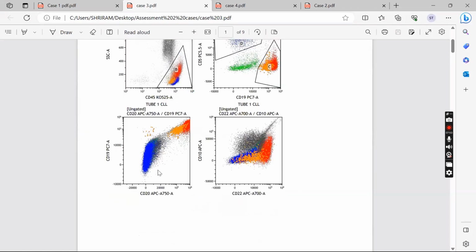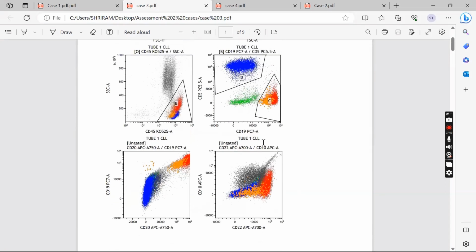And then when you check with kappa lambda, you find that the lambda population is increased compared to the kappa population. So I get the lambda population. And when I go back, I can find that the expression of this population is bright for CD20. The population in sandal color is normal B cells, and you find the lambda restricted population.